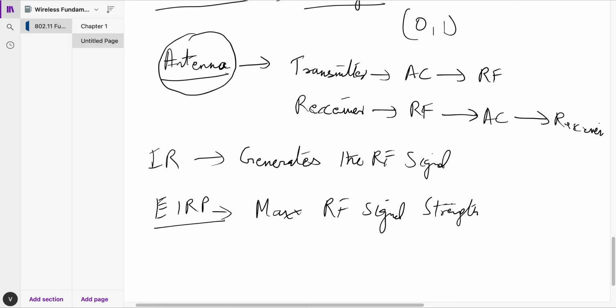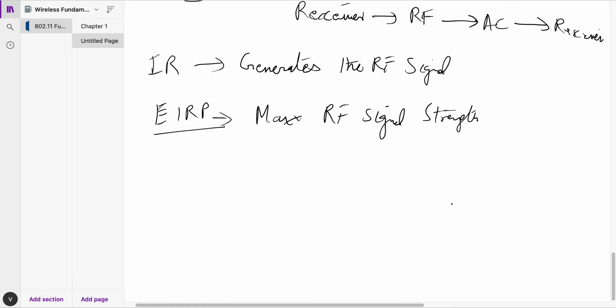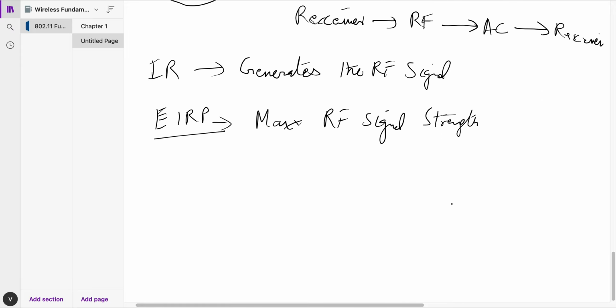Now, how this all is stitched together is something like this. So we have something called a transmitter.